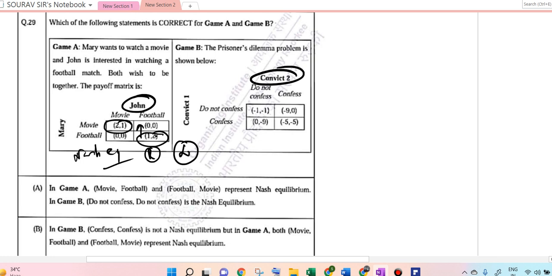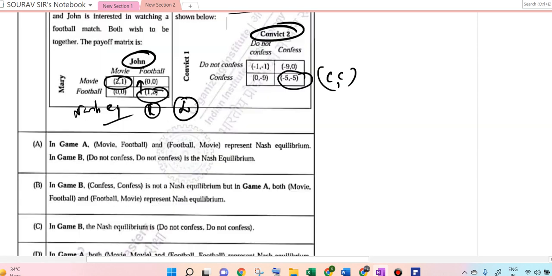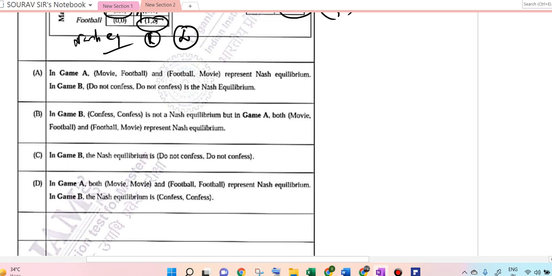And the second case is pretty easy, so do not confess and confess. In this case it will obviously be a confess game, the natural prisoner's dilemma problem. So CC, one Nash equilibrium is there, so now we can compare with the given options. 29 is both this and this represent Nash and this is only this, so D is the correct answer. That's it for this video.